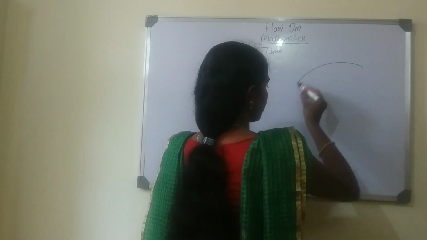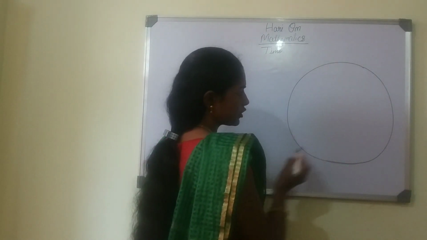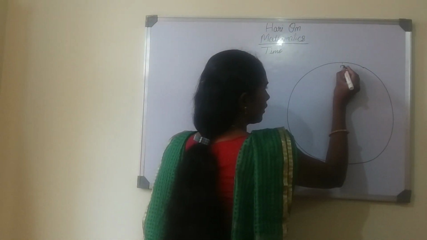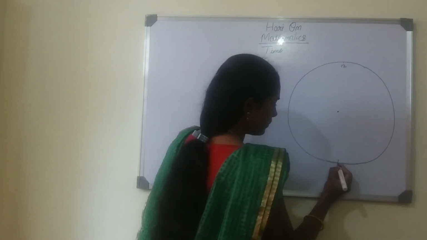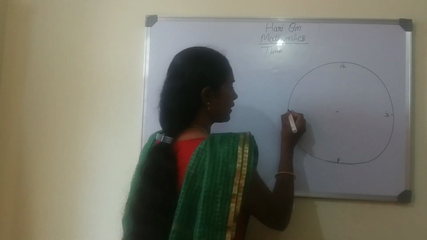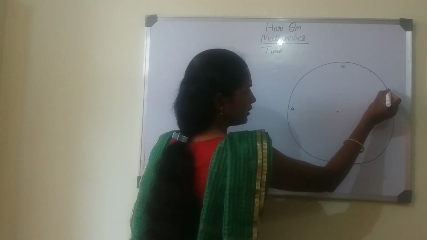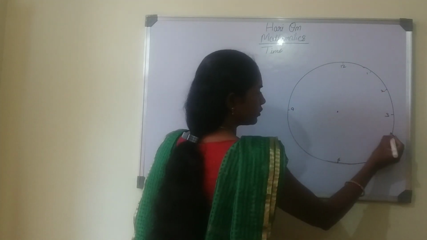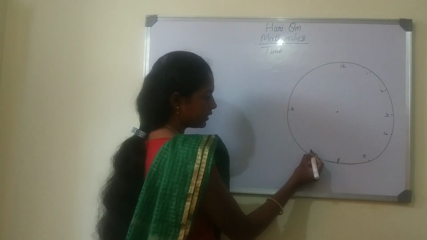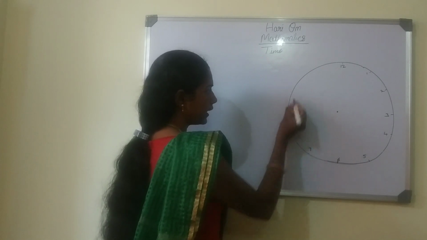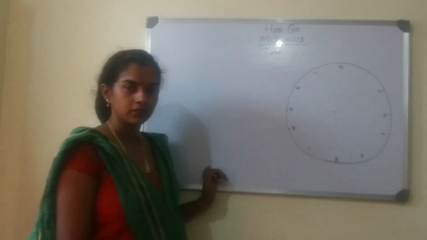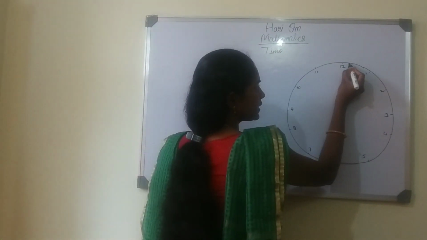So in a clock, where do we write 12? We write 12 at the top of the clock, and below we write 6, 3 and 9. In between we write 1, 2, 4 and 5. Over here 7, 8, 10 and 11.